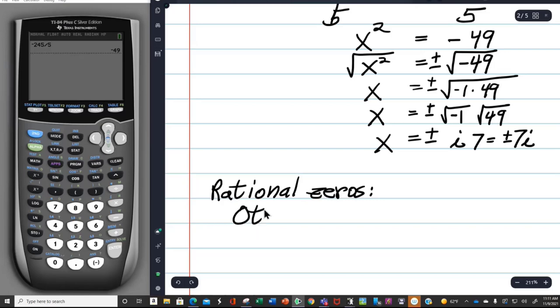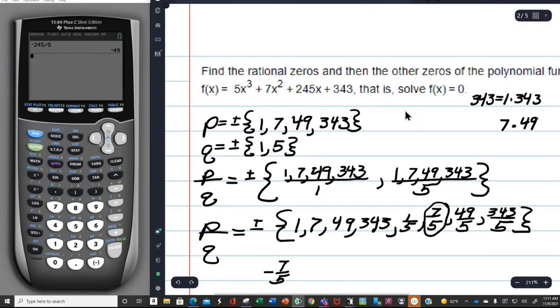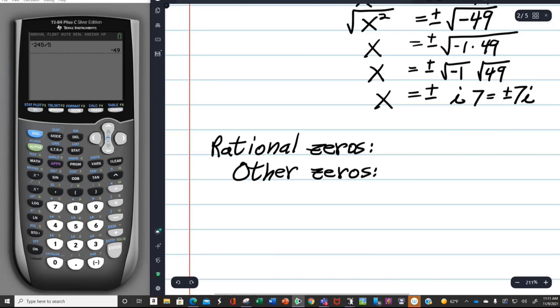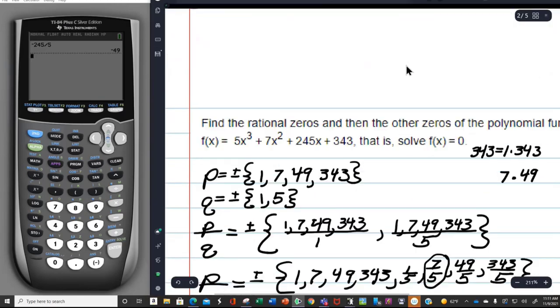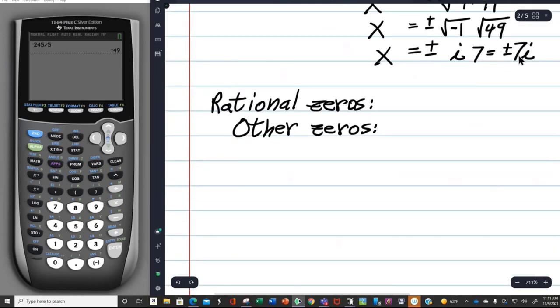And the other zeros. The rational zeros and the other zeros. Okay, so I'm looking for instructions, but I didn't put them in, as to whether or not you have to write these in the full a plus bi form, or it's good enough to leave it like this. So for my purposes, I'm going to leave it like that. Negative 7i, positive 7i, those are the other zeros, and the one rational zero is negative 7/5.